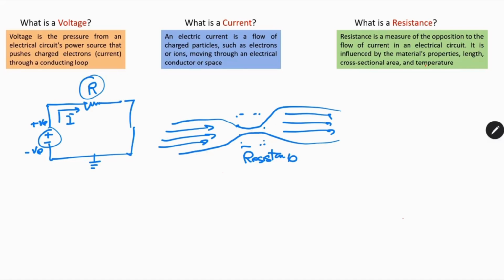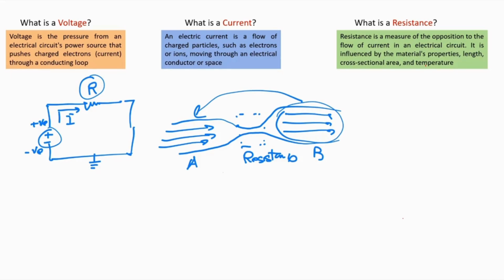So in that case, if there is a flow of water towards this region of resistance, or a hollow tube, then what will happen? The flow of water will decrease. It will not have the same amount of flow from maybe point A to point B. So in that case, we can say there is a decrease in the flow, which means resistance is the opposing force to the flow of current.